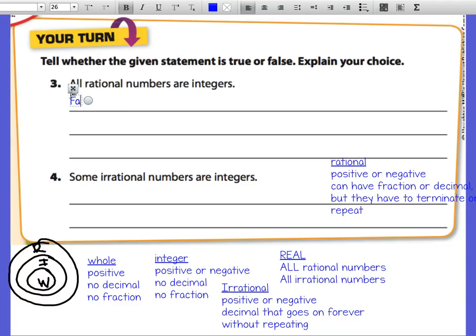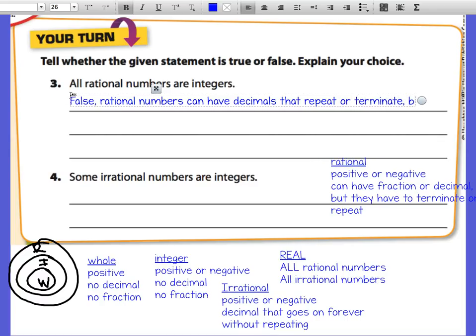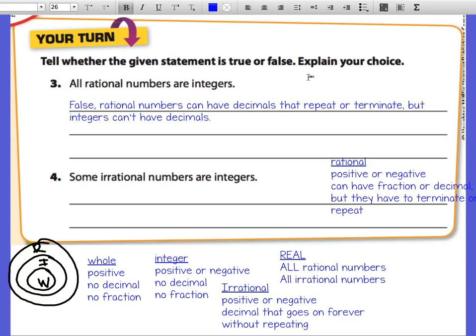So this is false because rational numbers can have decimals that repeat or terminate, but integers can't have decimals. So not all rational numbers are going to be integers. For example, 1 and 5/10 is a rational number, but it is not an integer because it has the decimal. Or 2 and 1/2. It's a rational number, but it is not an integer.